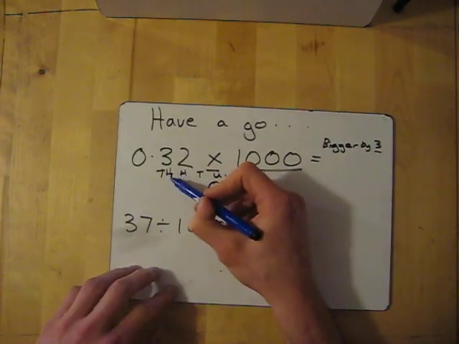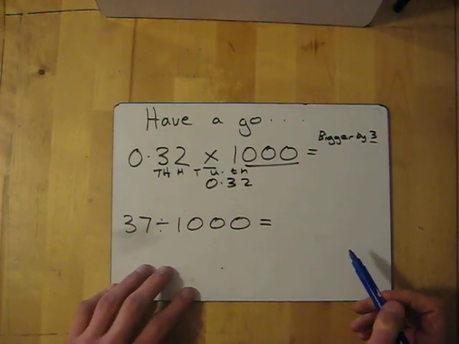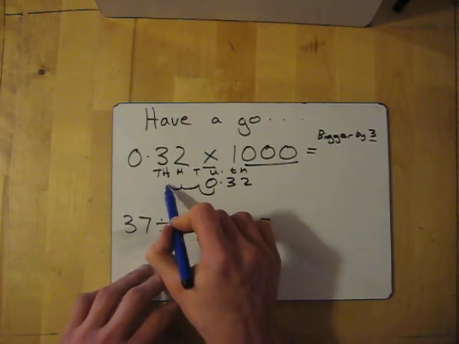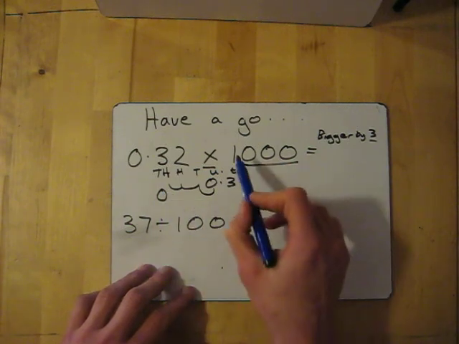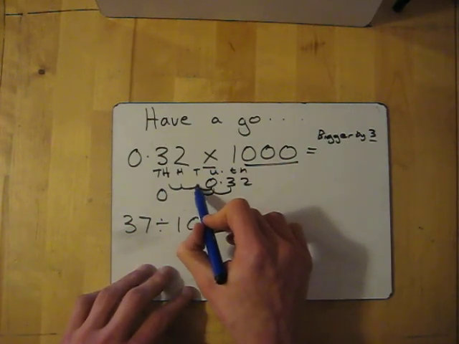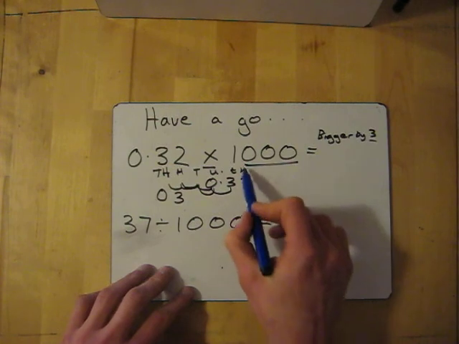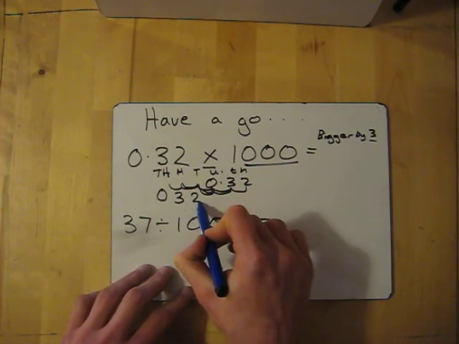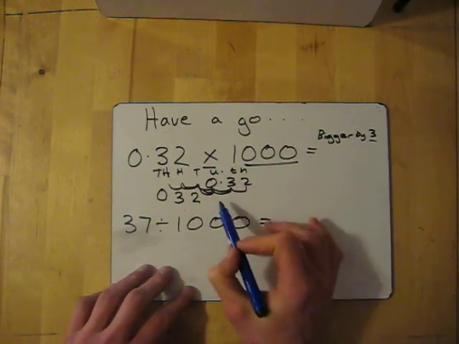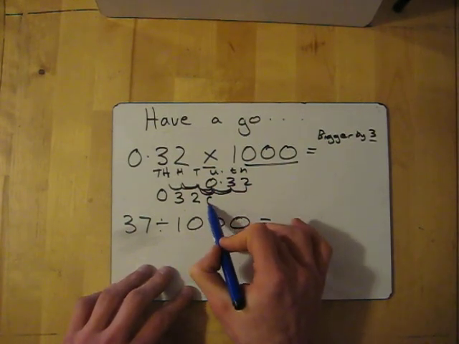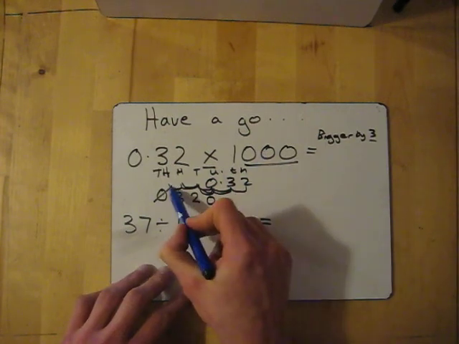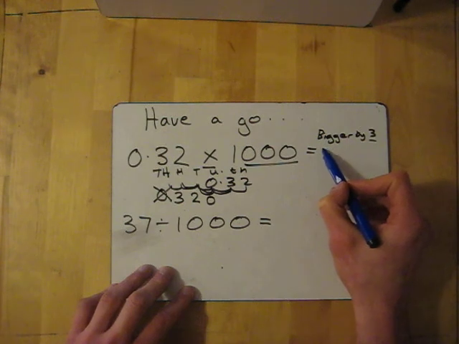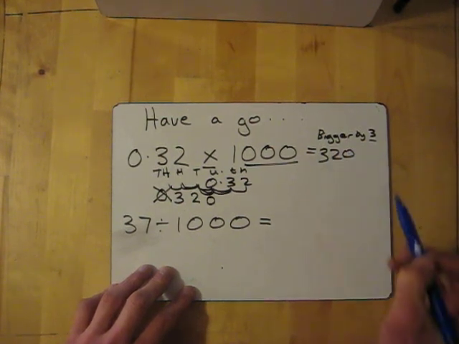Okay, so now all I do is move everything up 3 places. So the 0 moves up 3. 1, 2, 3. So it will be under the thousands. The 3 moves up 3. 1, 2, 3. So it's under the hundreds. The 2 moves up 3. 1, 2, 3. So it's under the tens. Now we've got a gap where the units are, so we need to put a 0 in. And we don't need this 0 anymore because it's not worth anything. So the answer is 320.